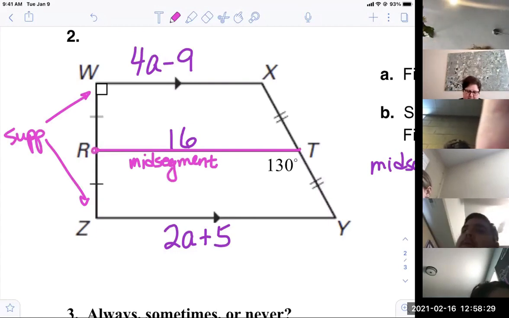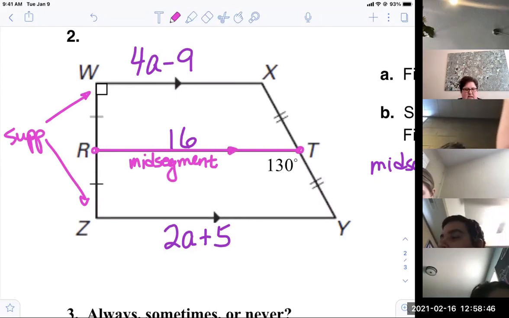Okay, so R is a midpoint, T is a midpoint, and then remember a mid-segment has to be parallel to the two bases. So tell me what the measure of angle Y is and why.